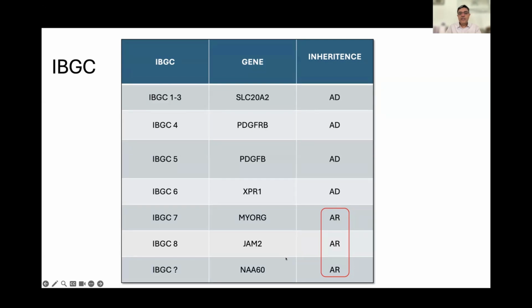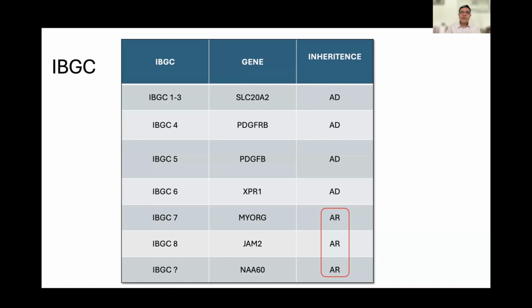And then there are new genes that have been mentioned as the 3 bottom ones, where I have highlighted AR, which means autosomal recessive, in which case there may be a family history in a cousin, maybe a family history in a distant family member, but not in the parents necessarily, because you need 2 bad genes to come together to cause the same condition, which is the primary familial brain calcification.